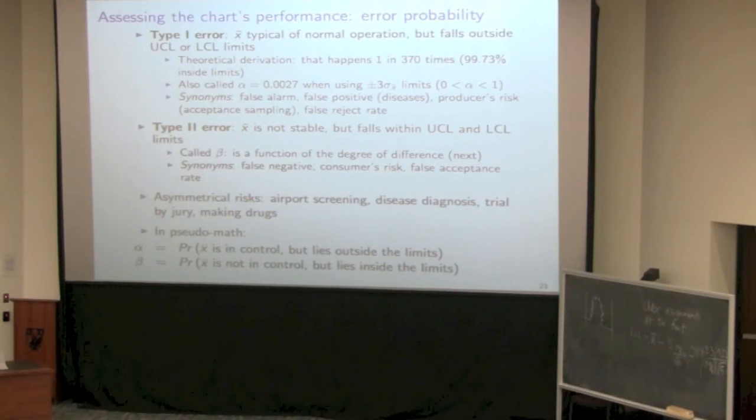The first one, type 1 error, is everything is normal, but a point falls outside your limits. We've already said that that's going to happen 1 in 370 times. Every X bar is a normal data point. It comes from regular operation, common cause operation, but it happens to lie outside the limits. The probability of that happening is very small. We call that probability alpha. Alpha is the probability that your subgroup is from in control operation but happens to lie outside the limits.